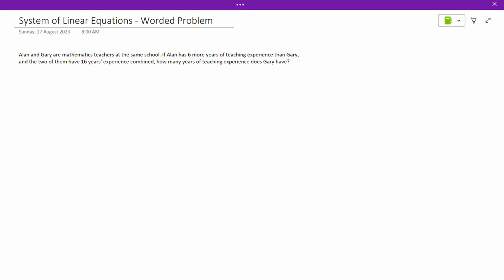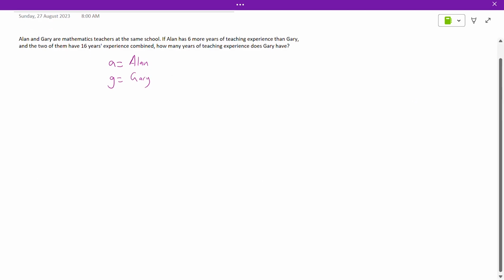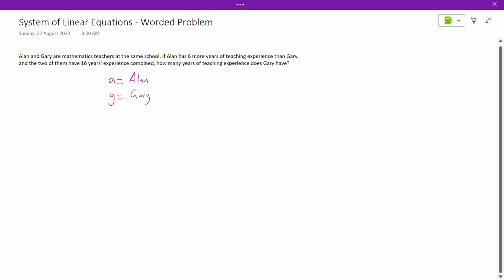First step, let's label some variables. I'm just going to let A equal Alan and G equal Gary, because that makes sense. Second step, let's set up our first equation. I'm going to title this as equation 1.